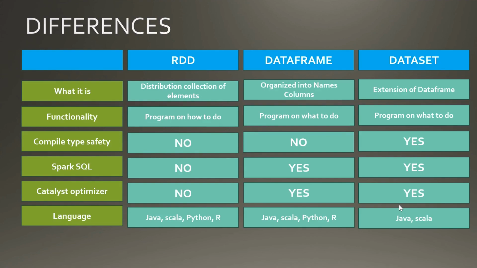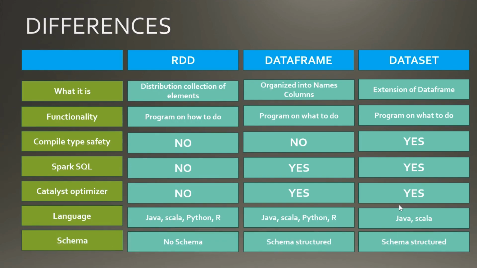Then is the language. In RDD, you can use either Java, Scala, or Python, whichever language you are comfortable with. In data frame also, you can use the same languages, Java, Scala, Python, and R. However, in dataset, you will not be able to use Python or R. You have to use Java or Scala. So that is one of the disadvantages that dataset provides. If you are a pro in Python, you cannot write code in Python in dataset. You have to use data frame in that case.